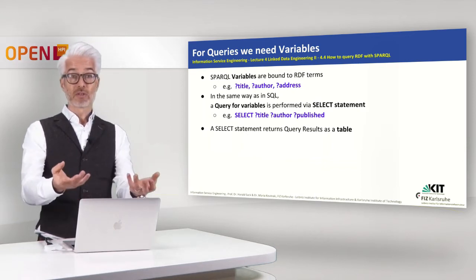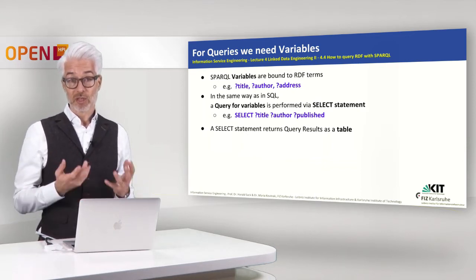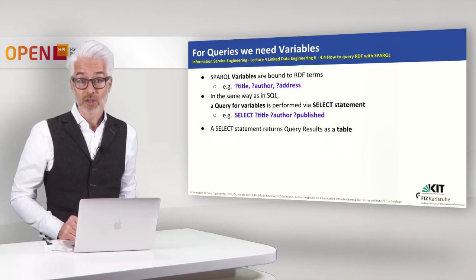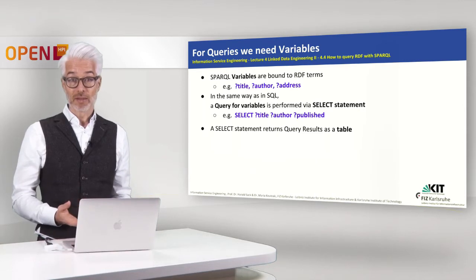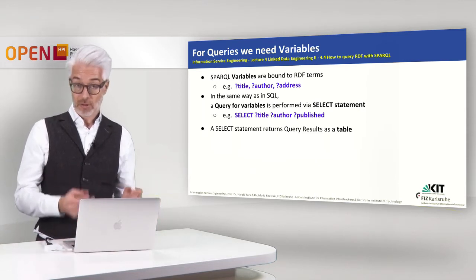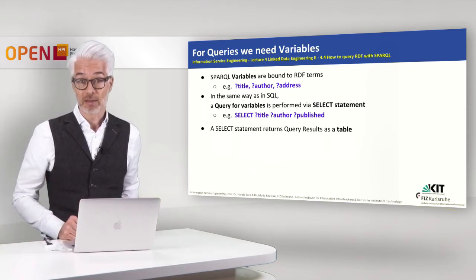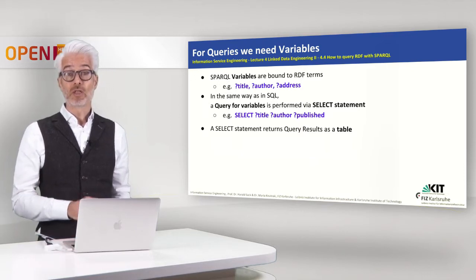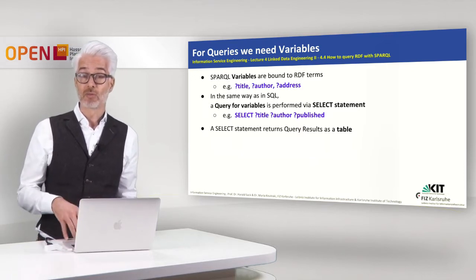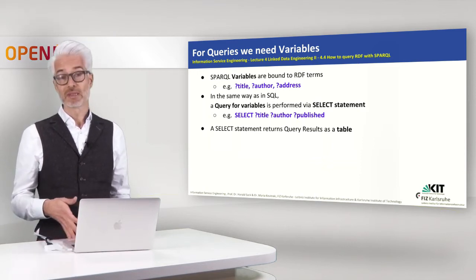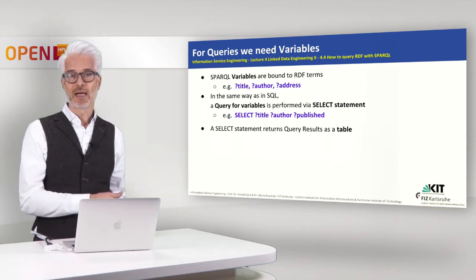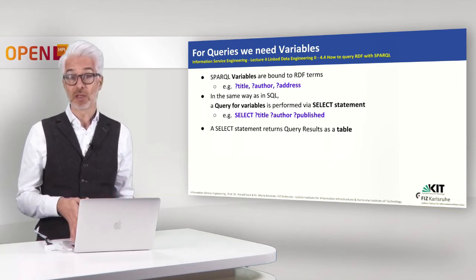Now, when we want to query something, and now this is pretty similar to the SQL query language, we use the select command. You know select from SQL, also there is a select in SPARQL. And then you state what kind of variables you want to select in a statement. So you select here, for example, 3 variables that you have named title, author, and published.